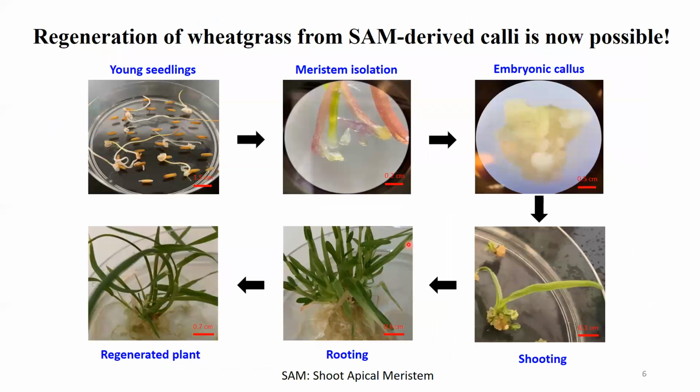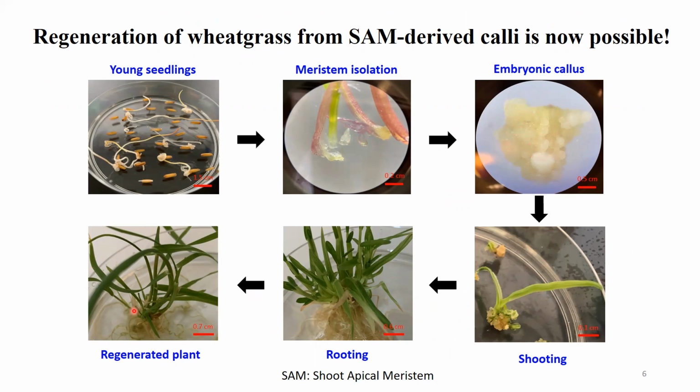Before we transform sgRNAs into wheatgrass, we have to establish the tissue culture system of wheatgrass. You can see from this picture, we induce embryonic callus from shoot apical meristems. After we get embryonic callus, we move it to shooting media, and we get shoots, and then we move the shoots to rooting media, and we get roots, and finally we get regenerated plants.